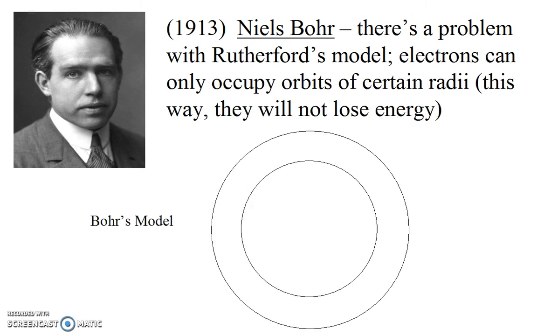He said, the electrons can only occupy orbits of certain radii, certain distances away from the nucleus, and if they're in these orbits, they won't lose energy, because they can't lose energy. They definitely don't. Otherwise, we would have collapsed, right? So there's got to be something that's causing them not to lose energy. We'll get into more detail about this in next class. But here's Bohr's new model, right?